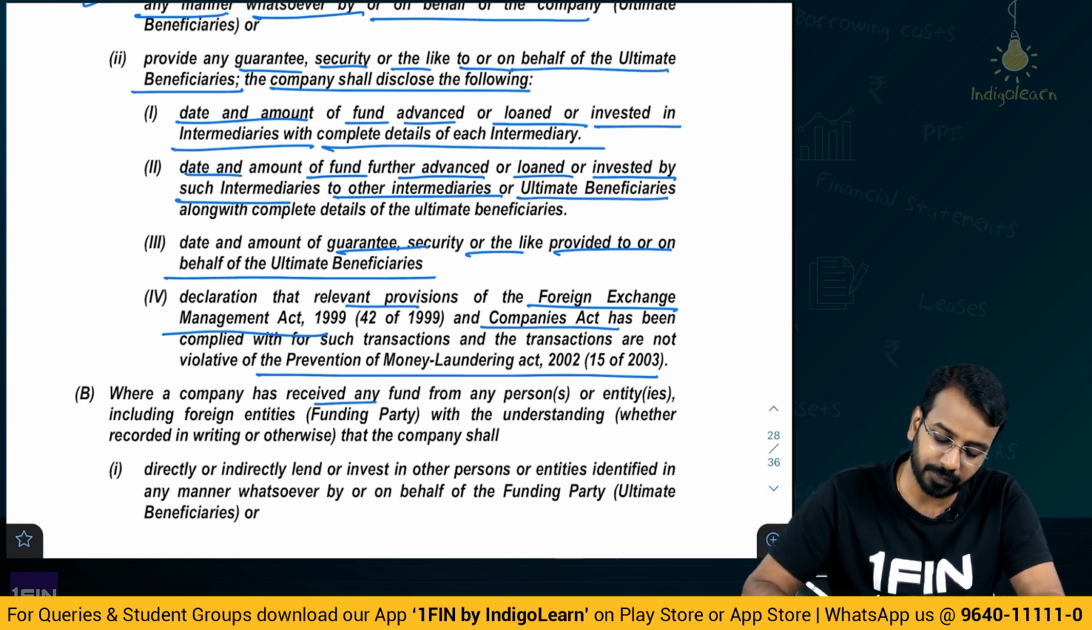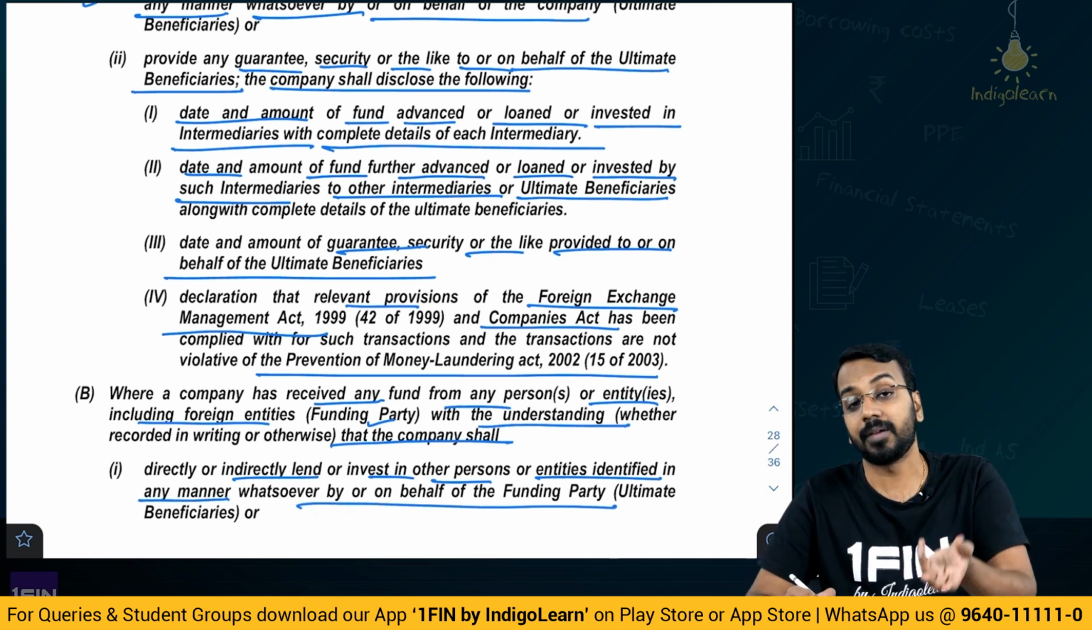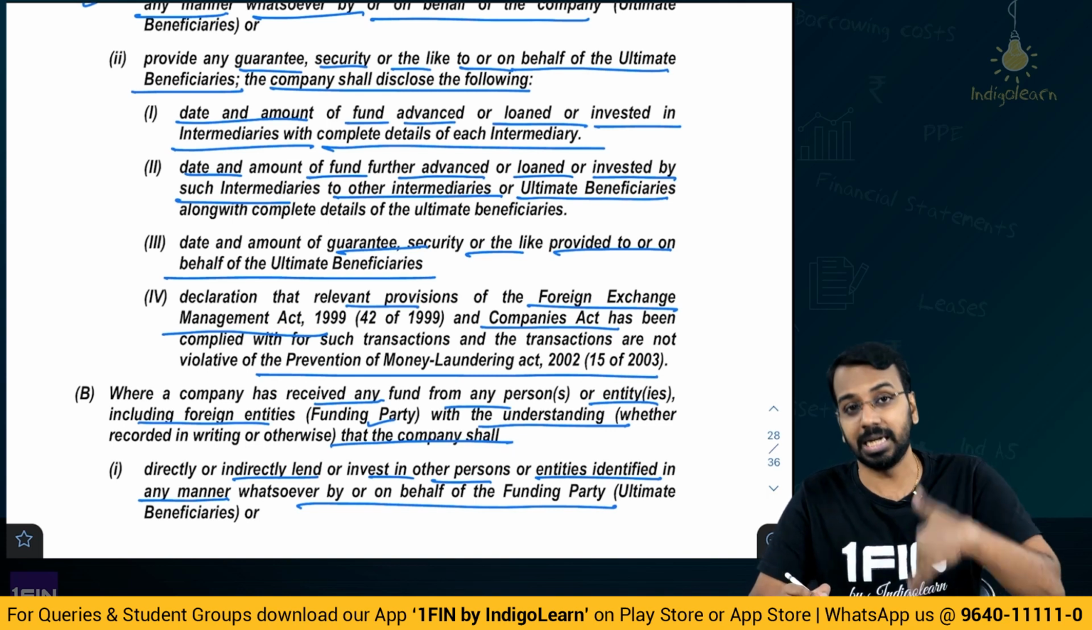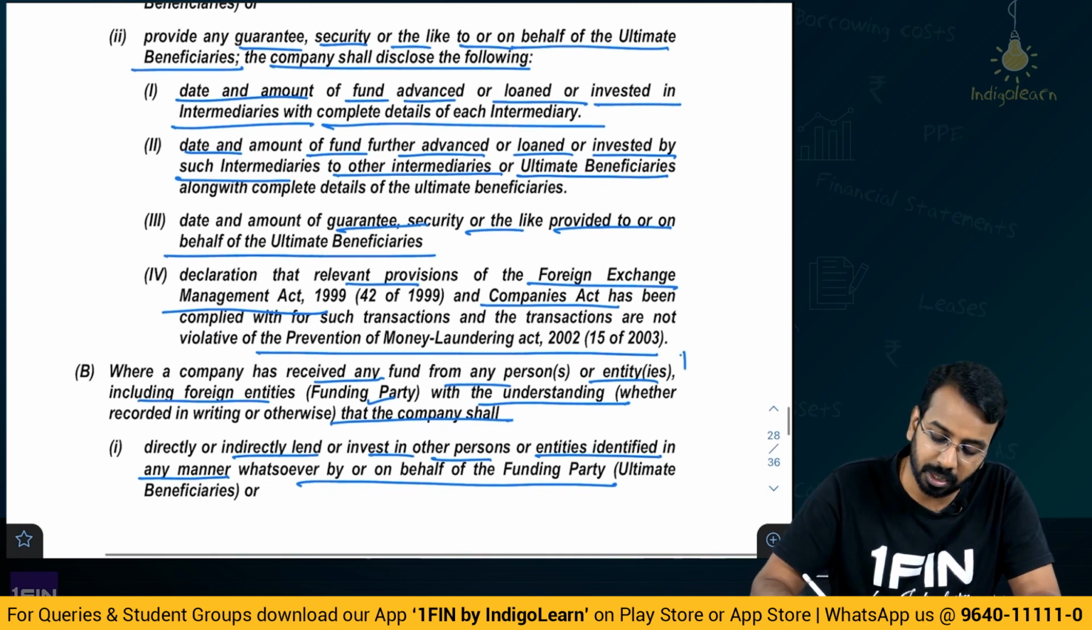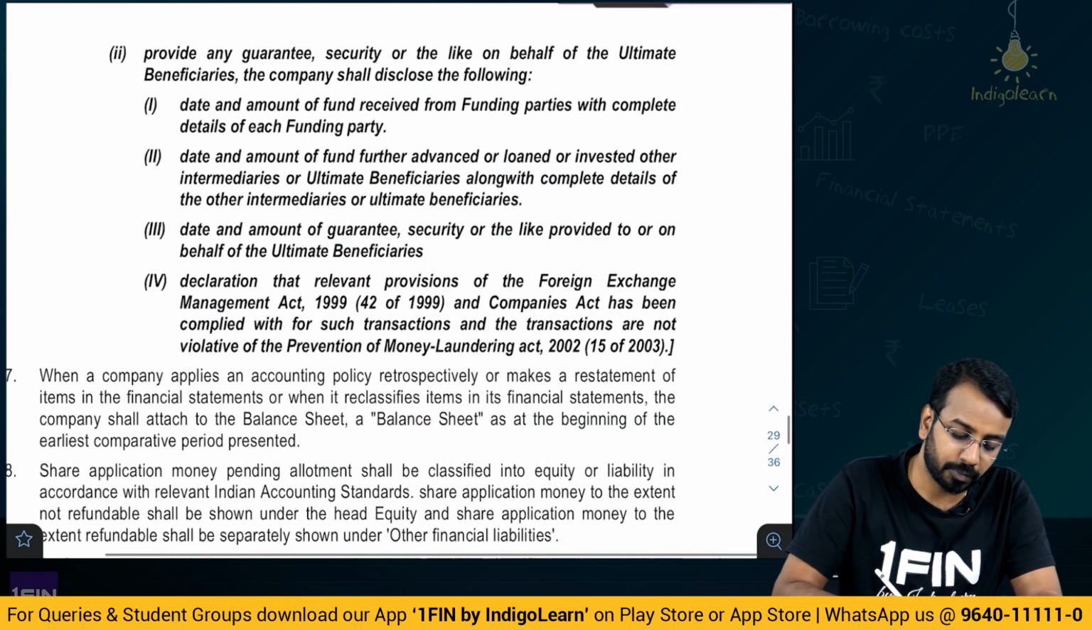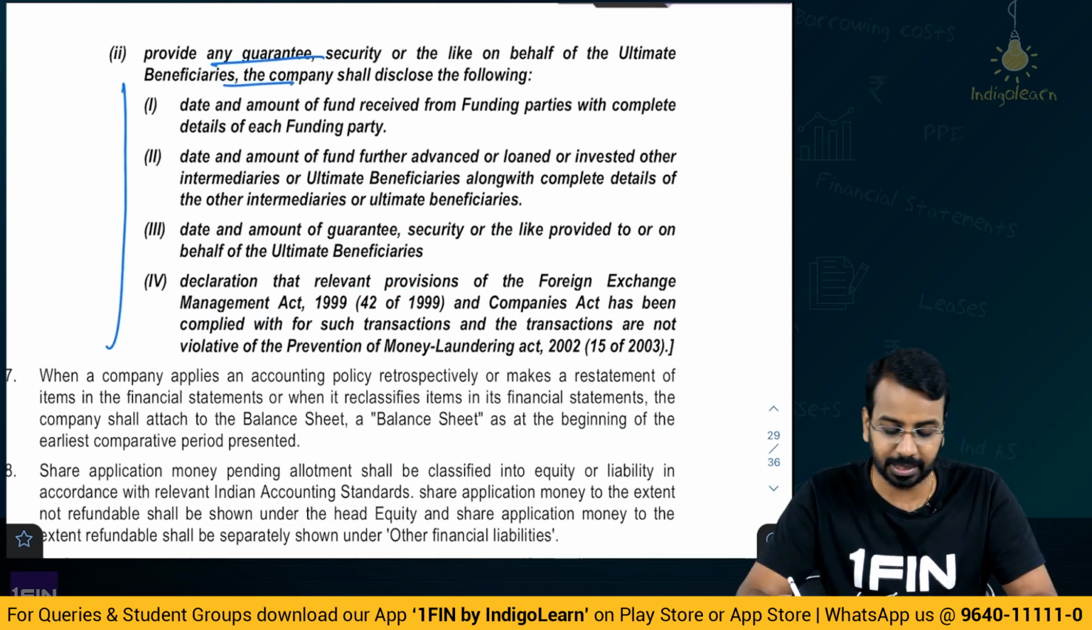Where a company has received any fund from any person or any entities including foreign entities, the funding party, with the understanding that the company shall directly or indirectly lend, invest in other persons or entities identified in any manner by or on behalf of the funding party. So, this is the reverse scenario. The company has received the money, the company is the intermediary now, there is another funding party. So, there is a funding party, we are the intermediary and then we have the ultimate beneficiary, or provide any guarantee. Similar kind of disclosures are required here.